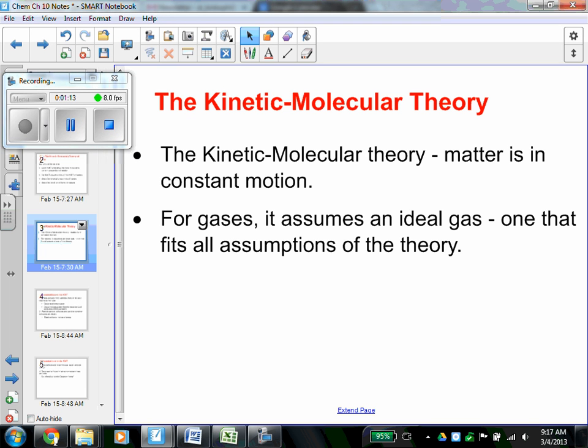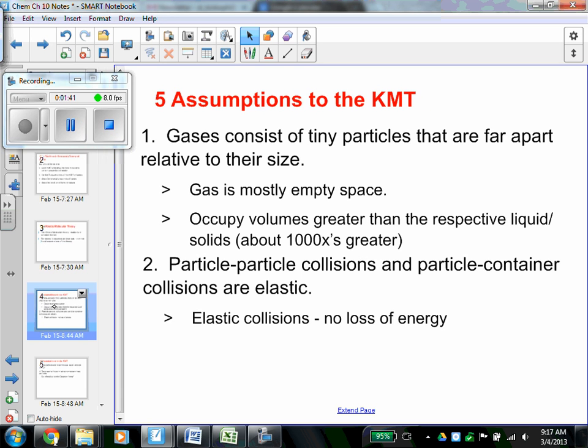Okay, so gases, if I have an ideal gas, when I talk about ideal gases, an ideal gas is one that fits all 5 assumptions to the kinetic molecular theory. Now, here's the truth of the matter. Not many gases fit all 5 assumptions to the kinetic molecular theory. Many of them deviate in 1 or 2 ways, but sometimes those deviations are so slight that we consider them to be ideal gases and do calculations with them as the ideal gases anyway. Okay? So, the 5 assumptions to the kinetic molecular theory, here are the first 2.